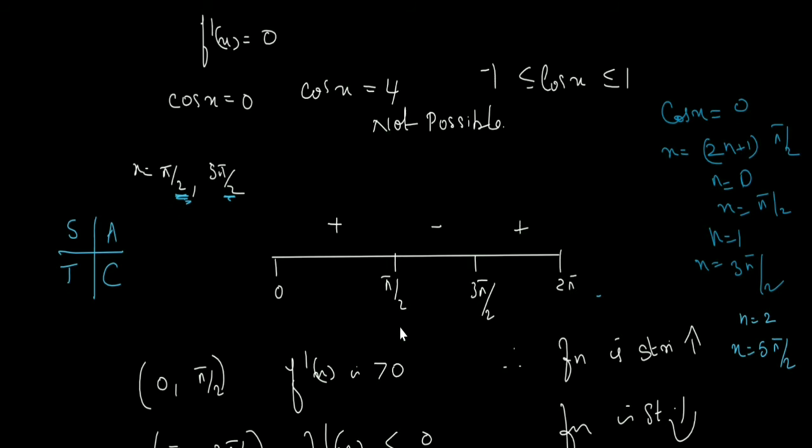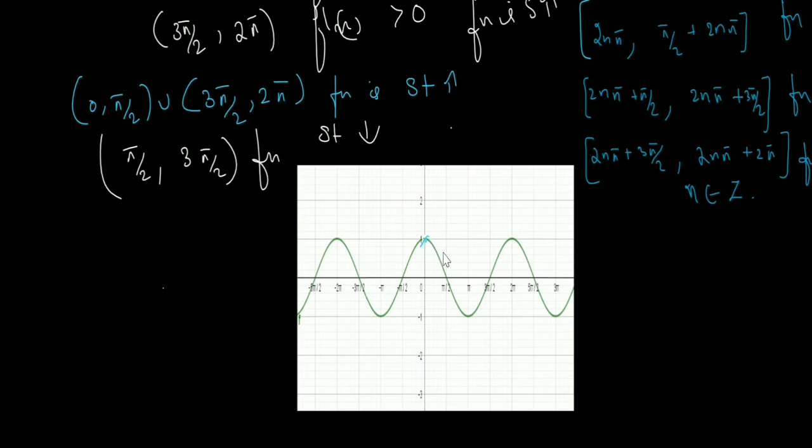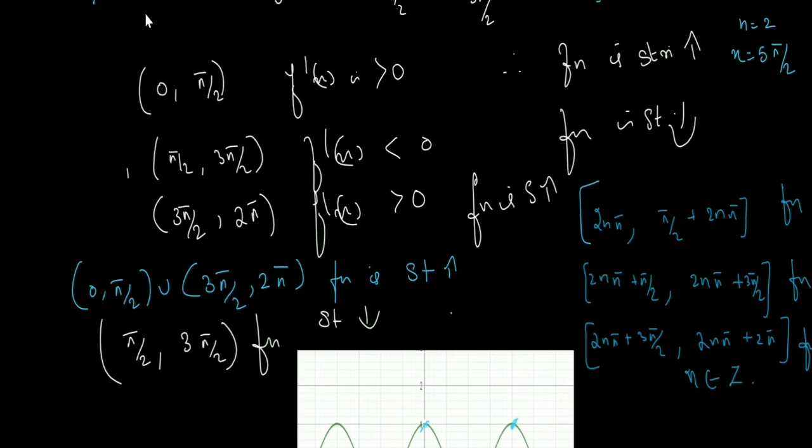So we have taken only the interval 0 to 2 pi. If you generalize from this, after 2 pi the function is repeating. So the period of the function is 2 pi. Just add 2n pi to this. So it becomes 2n pi, comma, 2n pi plus pi by 2; then 2n pi plus pi by 2, comma, 2n pi plus 3 pi by 2; then 2n pi plus 3 pi by 2, comma, 2n pi plus 2 pi.